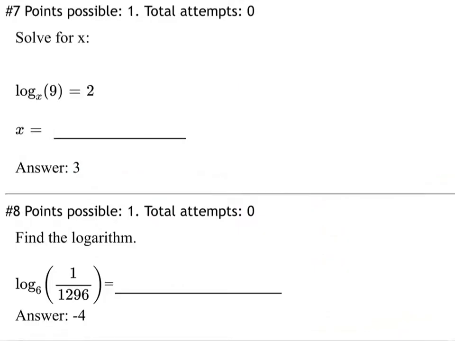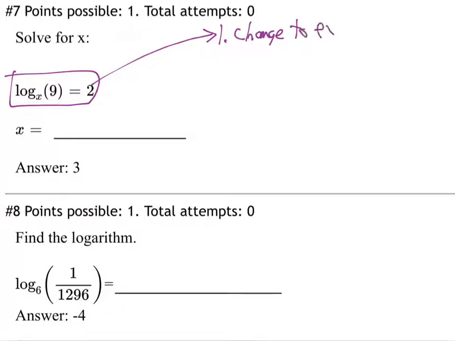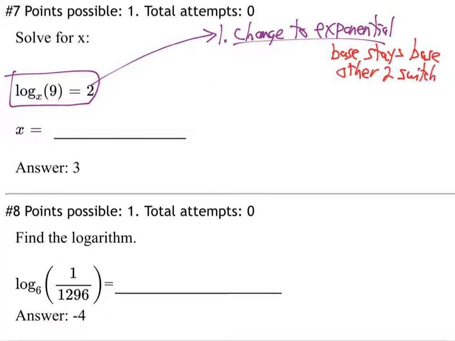All right, number 7. Solve this log for x. So here's our question. You know what we do. Step 1. Change to exponential, which means what? The base stays the base. The other two switch. So the x down there will stay the base. The other two will switch. Instead of x to the 9, it's x to the 2, and the 9 goes over there. All right? And now on step 2, we solve.